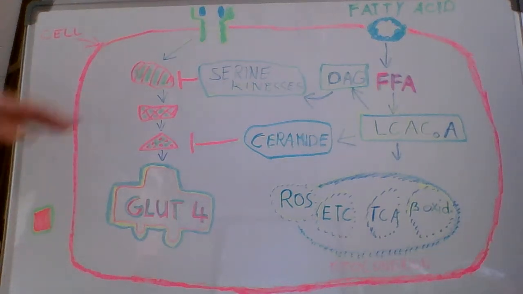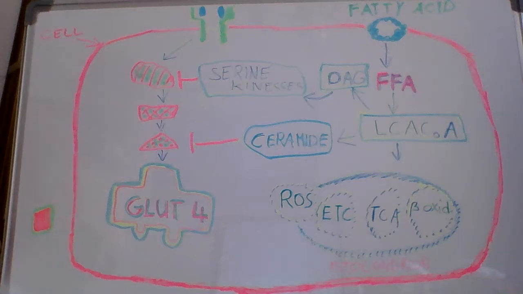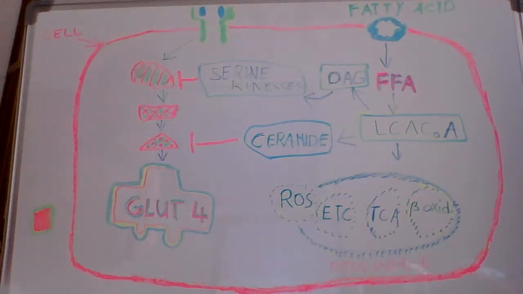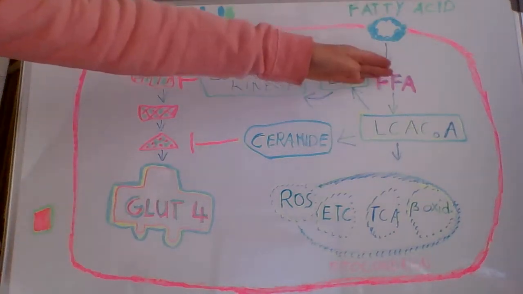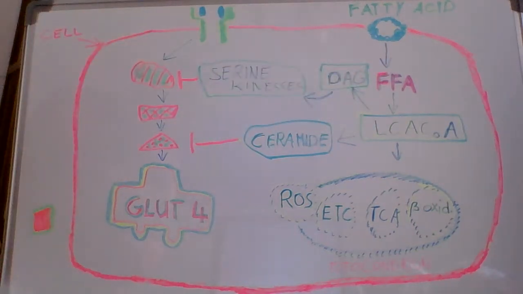But what can block this whole process, this signaling process? Well, not only sugar but fat also enters the cell. Here is the fatty acid. Free fatty acid enters the cell and it has different toxic fatty breakdown products and free radicals.